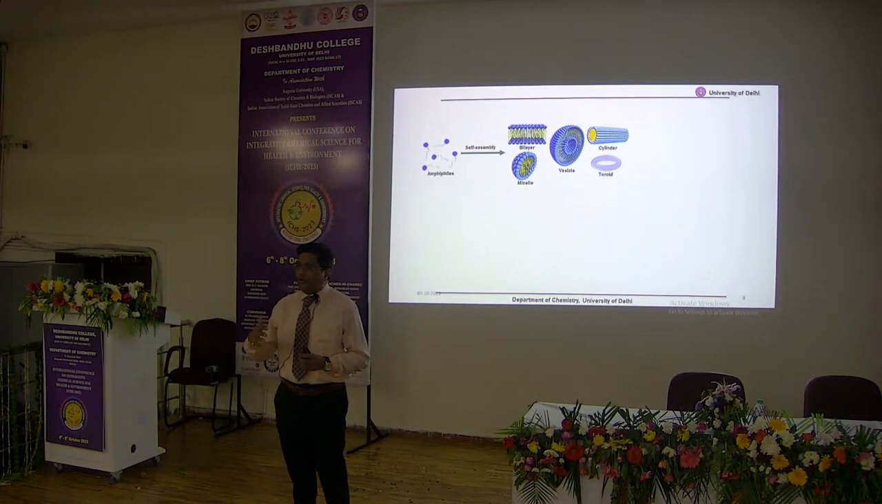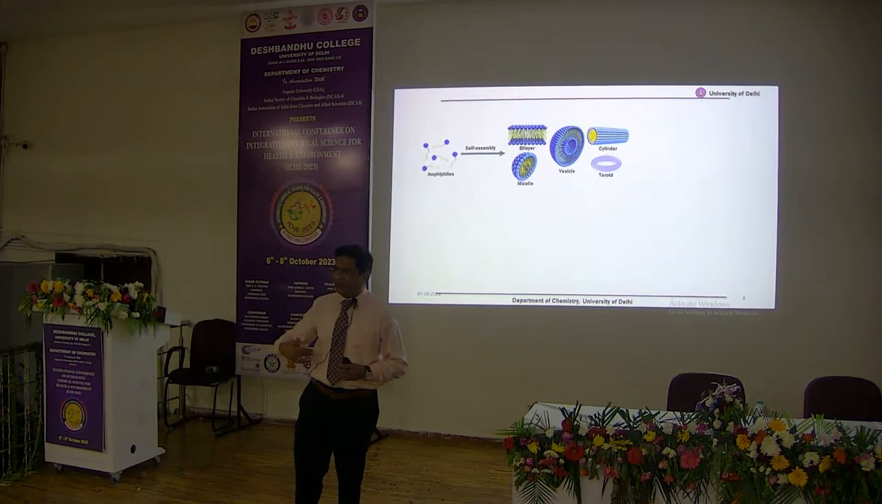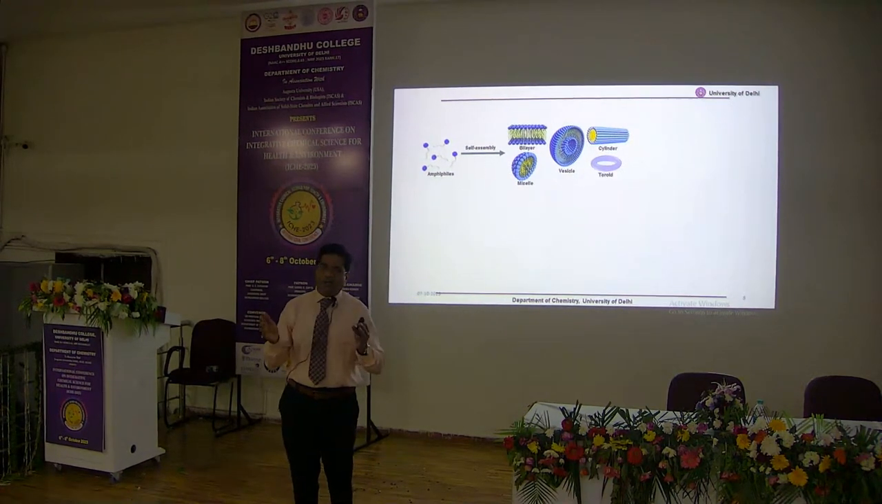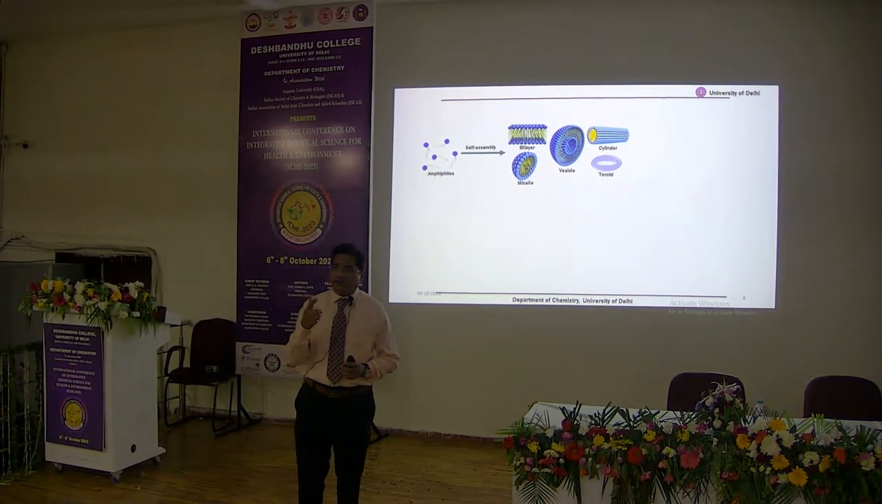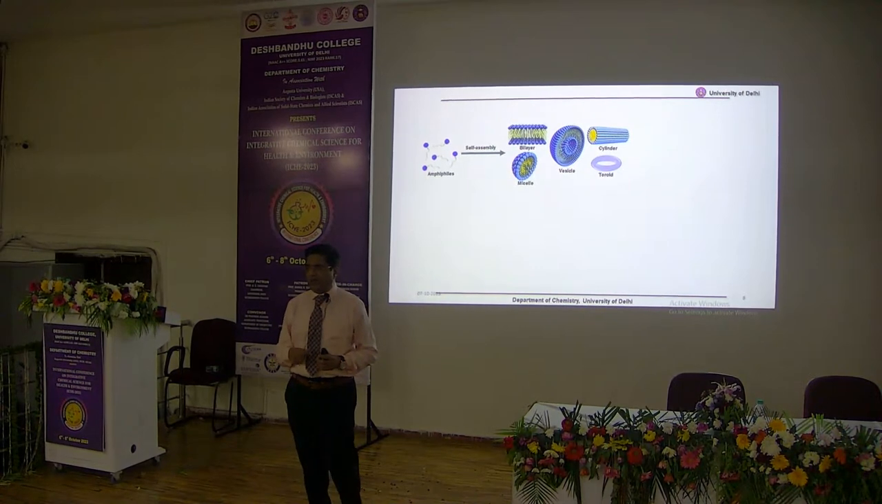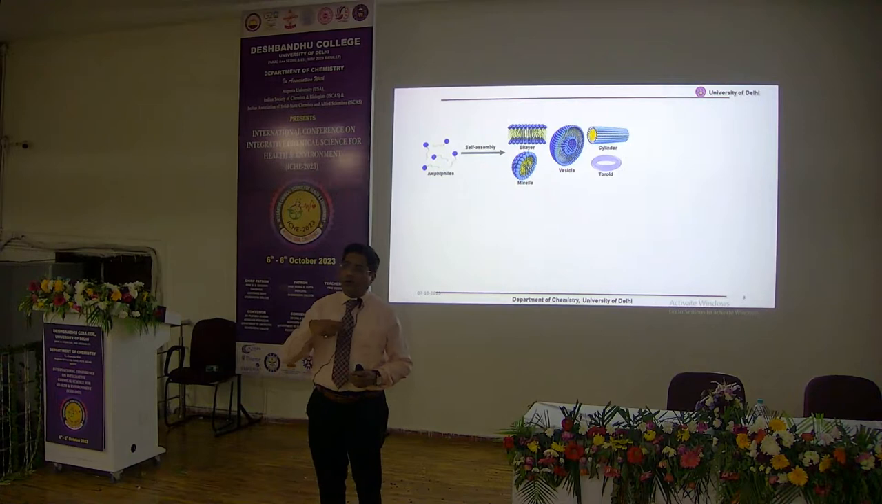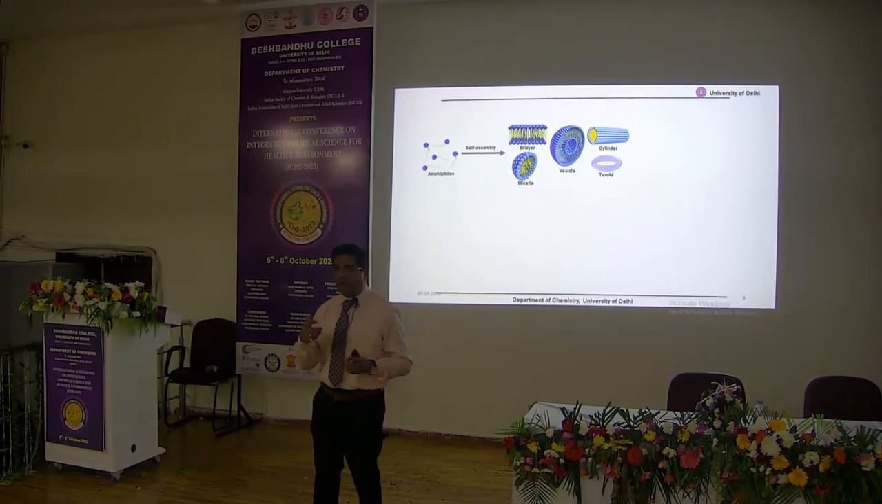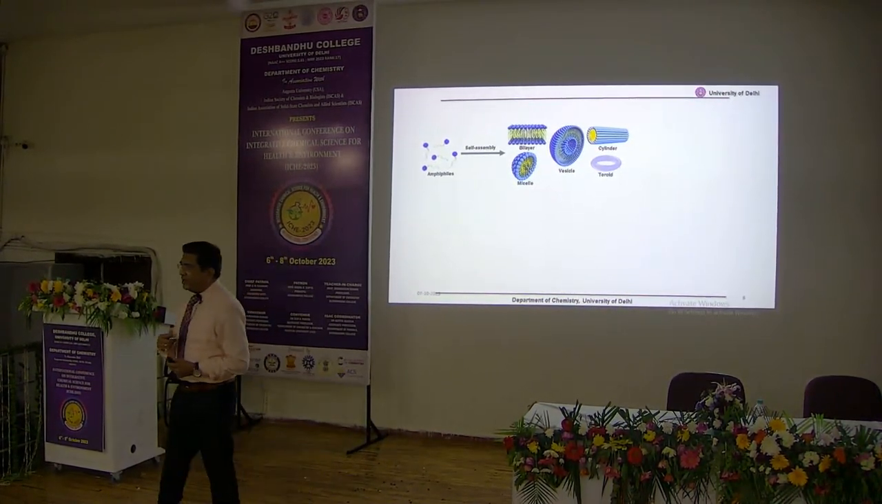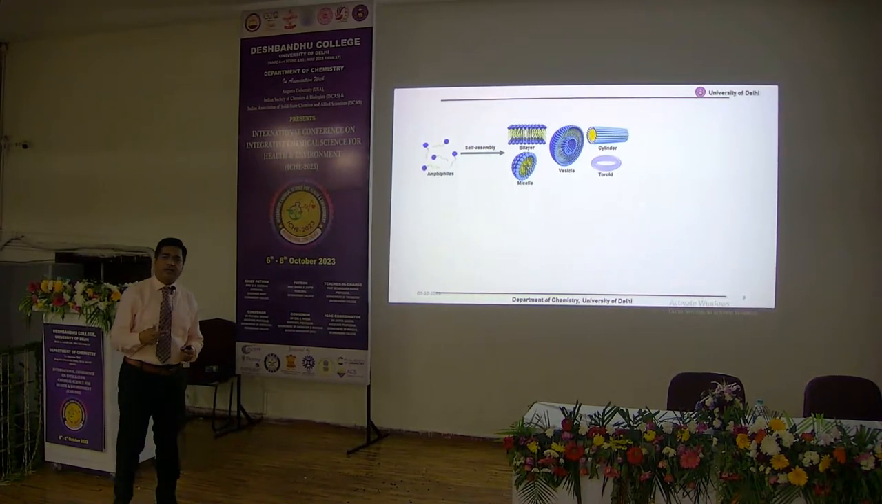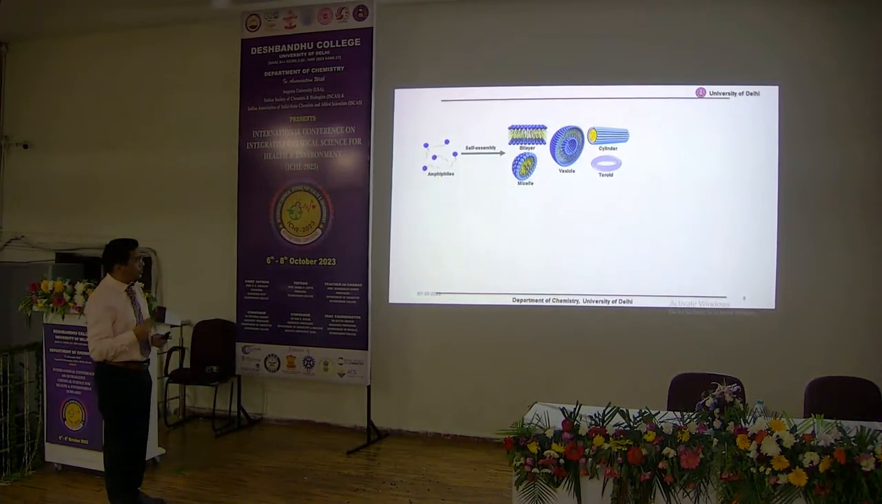And so when they keep circulating in the blood for a longer duration, they disintegrate. But if the amphiphile has a very low critical micelle concentration, then they will be able to keep circulating in the blood for a longer duration because they are stable, they have very low CMC. And that's why the amphiphilic molecules that we are designing and synthesizing have very low CMC.